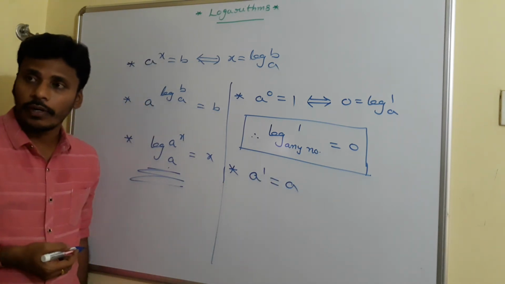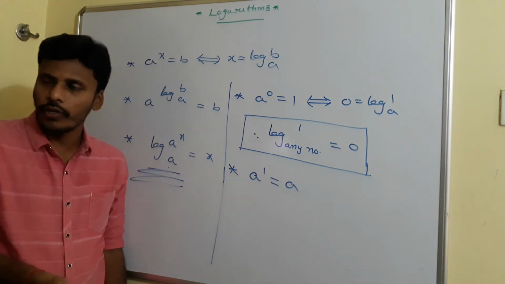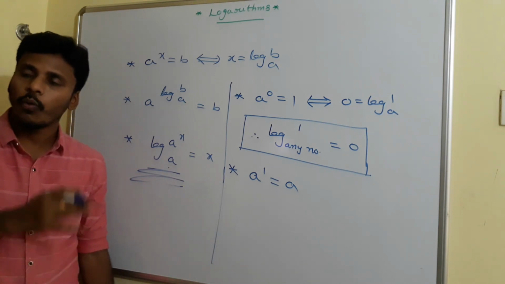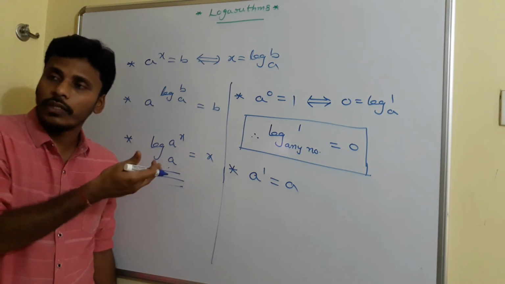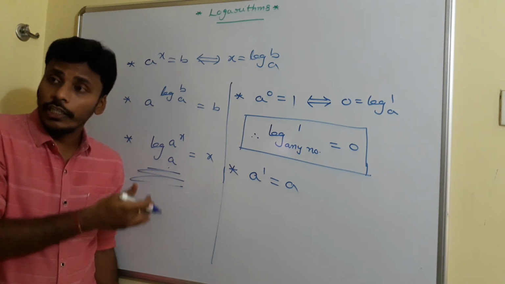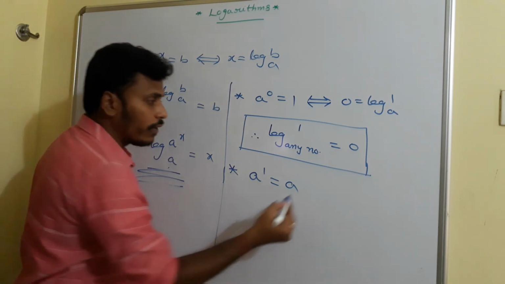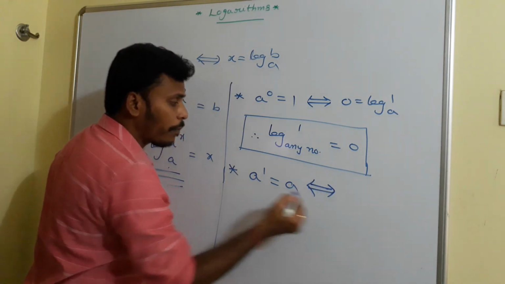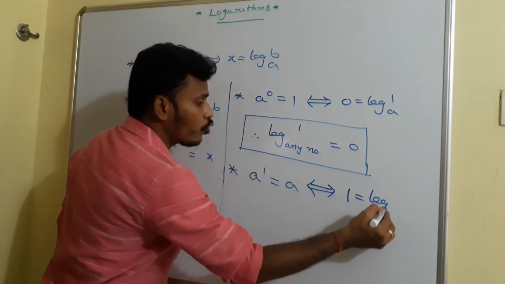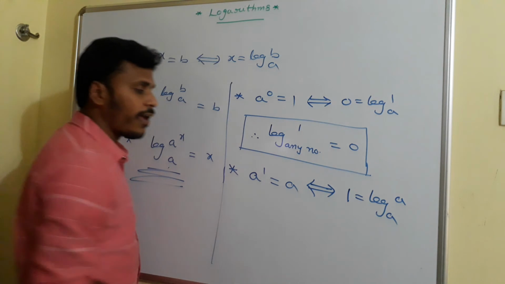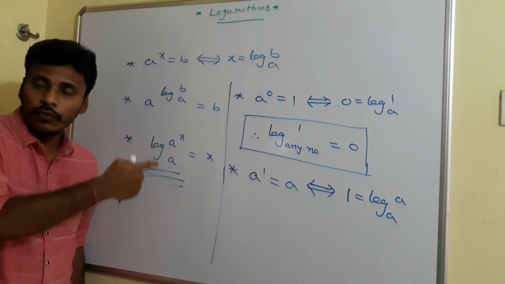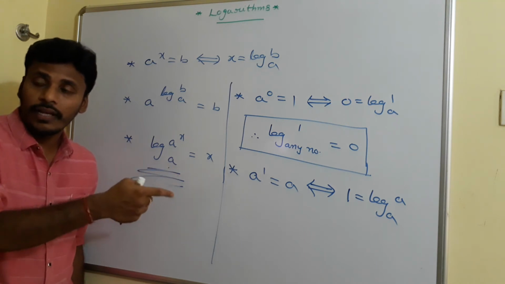That is also clear in exponents. 2 power 1 is directly 2 itself, right? 3 power 1 is directly 3 because we are considering that number only one time. So a power 1 is equal to a. Since a power 1 is equal to a, you just try to convert it into logarithmic form. If you try to convert, then it becomes like this. See, a power 1 is equal to a, send this a that side. It becomes 1 is equal to logarithm of a to the base a. Just the usual conversion, right? See, 1 is equal to logarithm of a to the base a.